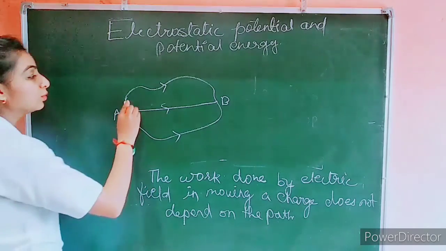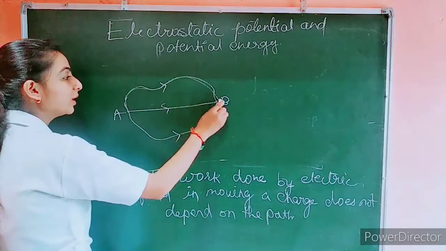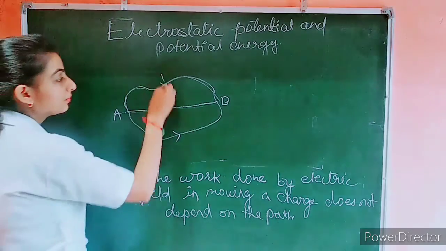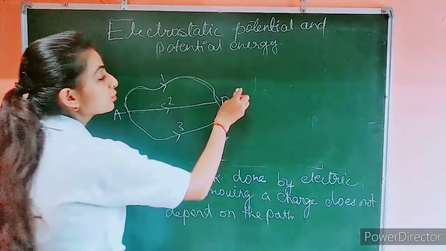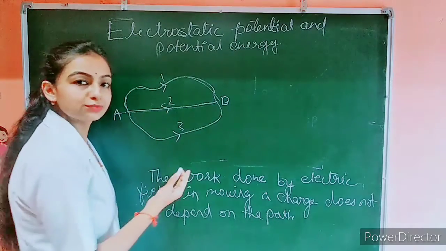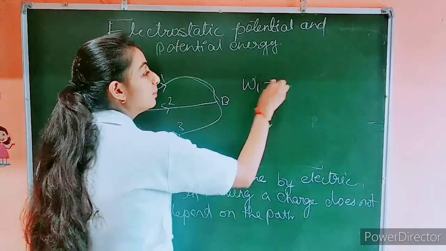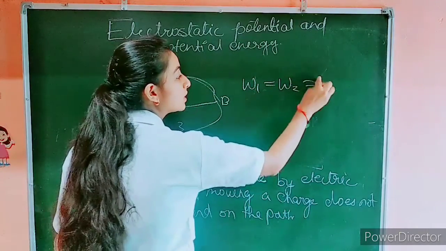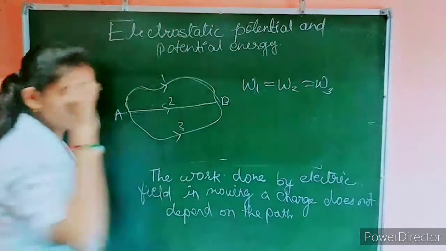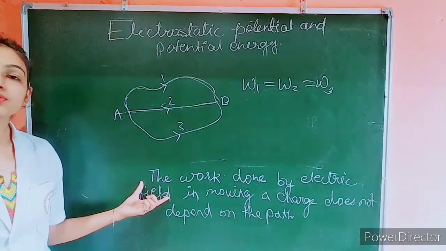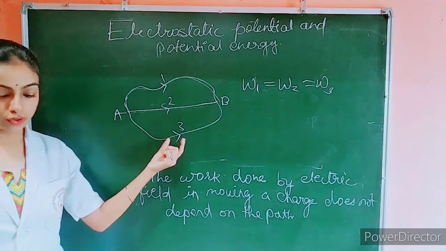To move the charge from A to B, we have 3 paths: 1, 2 and 3. So, the work done in bringing a charge from A to B along path 1 will be W1, which equals W2, which equals W3, because the work done is equal whenever we are moving a charge from A to B.